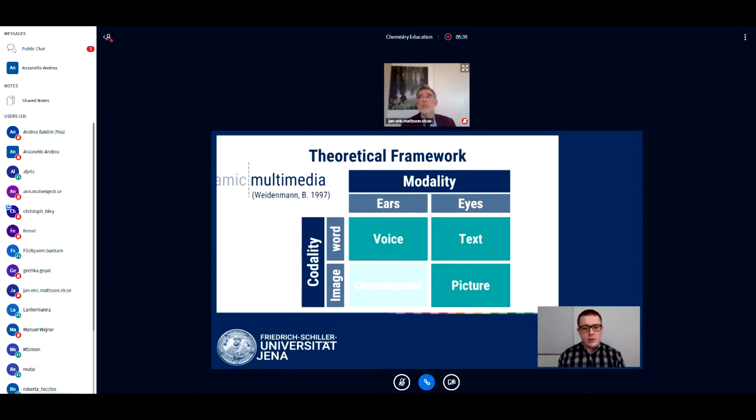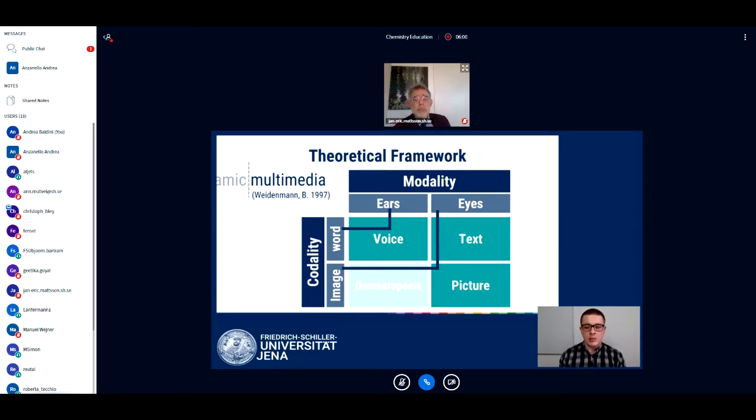And for a medium to be called a multimedium, it has to contain two different forms of modality and two different forms of codality. So the easiest and most common combination would be voice and pictures, because with that there are two different forms of modality as well as two different forms of codality.